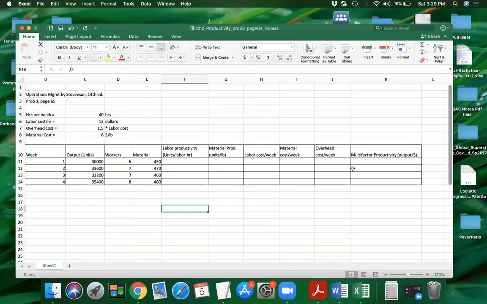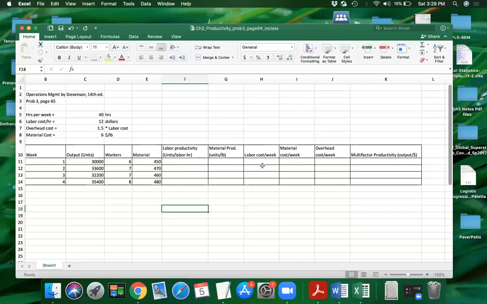Now, when it comes to multi-factor productivity, multi-factor means you're considering more than one input. So how many inputs are given here? Well, we have labor input, material input, and overhead. So there are 3 inputs. We have to calculate all 3 inputs and then divide the output by the sum of those 3 inputs. Multi-factor productivity simply means you're considering more than one input. It could be 2 inputs, 3 inputs, or 4 inputs. It will differ based on the problem.